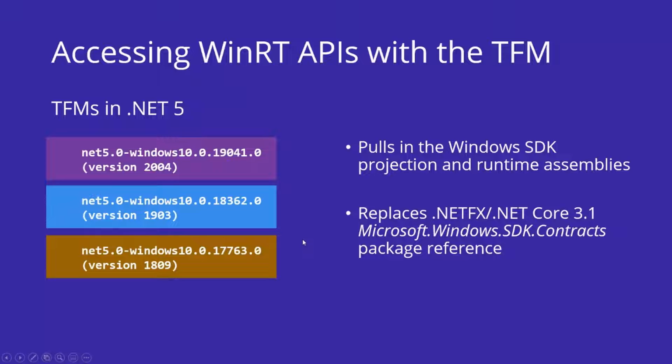All right, so going a little more into detail with accessing WinRT APIs using the TFM. The TFM is a project property that you would specify in your .NET 5 apps. And to use it, you target a specific Windows version. And by doing that, you get all the APIs available on that specific version. So here on the left-hand side, you can see that the supported TFMs currently are the last 3 versions of Windows, the latest being version 2004 or build 19041.